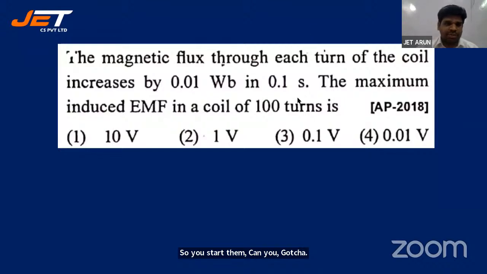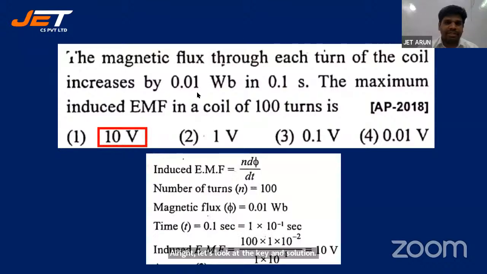All right, let's look at the key and solution. One is absolutely right, 10 volts, and here is the solution, students. Induced EMF is d phi dt in magnitude, but n times d phi dt, because there are n turns, 100 turns. So n is 100. So change in flux is 0.01, in time 0.1 seconds. So induced EMF would be 100 times 0.01 by 0.1. Simplifying it, you get 10 volts.